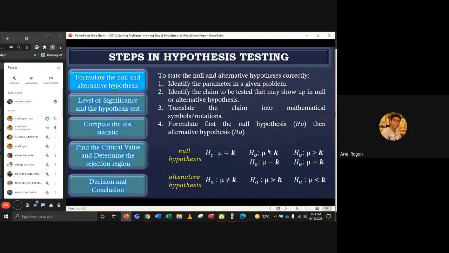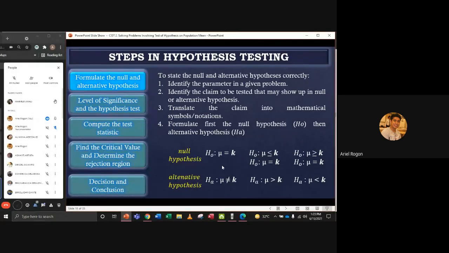So we consider less than or equal and greater than or equal because sometimes the claim is, for example, worded as at most. At most, we use less than or equal. And if it is at least, greater than or equal.